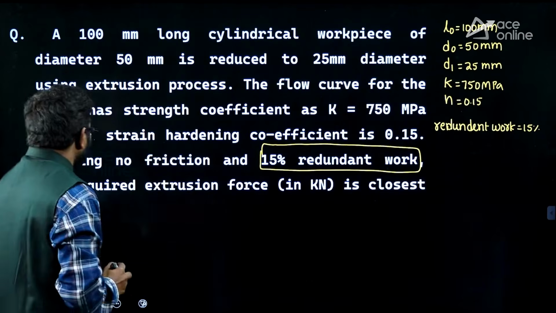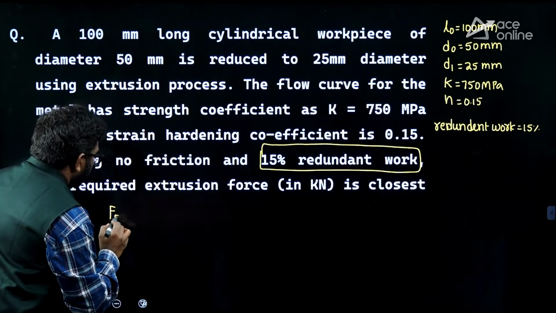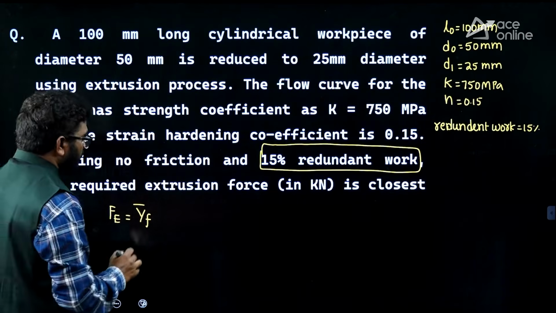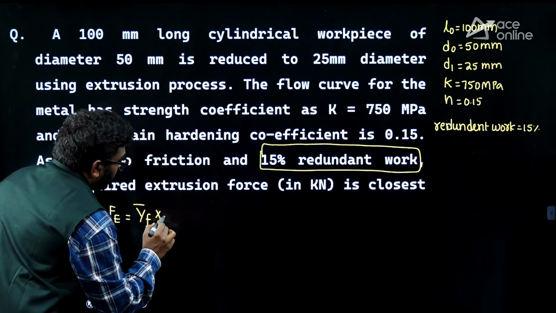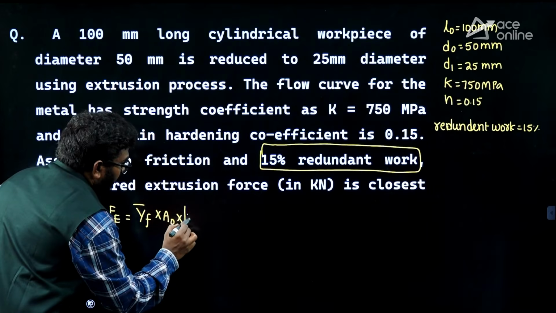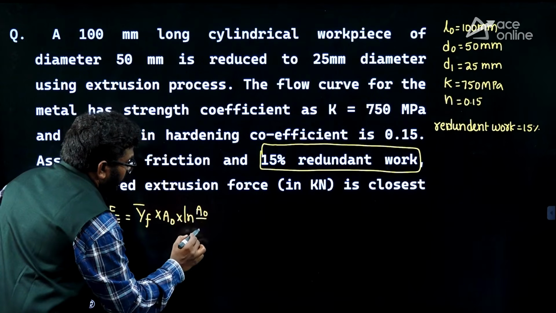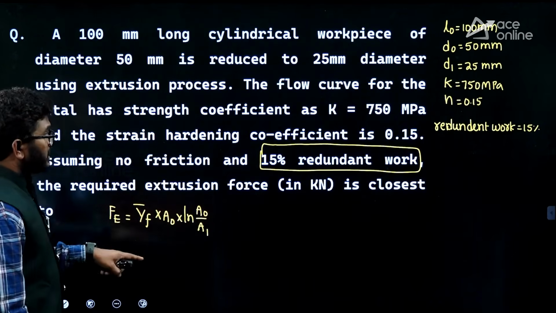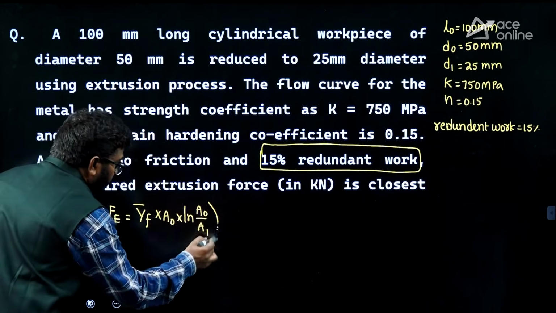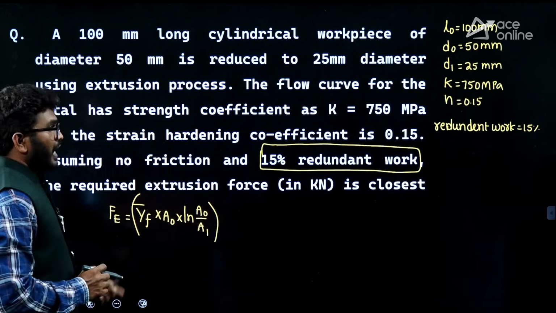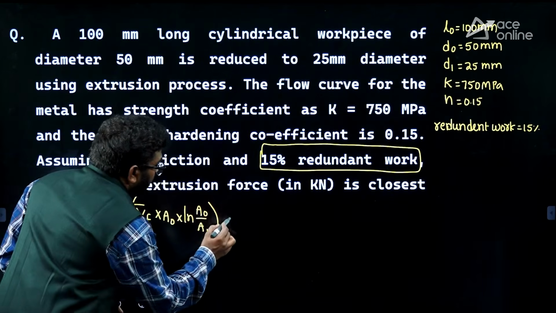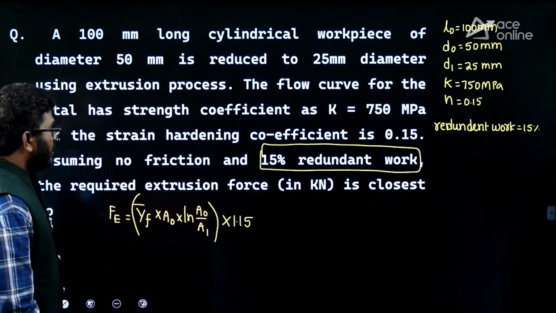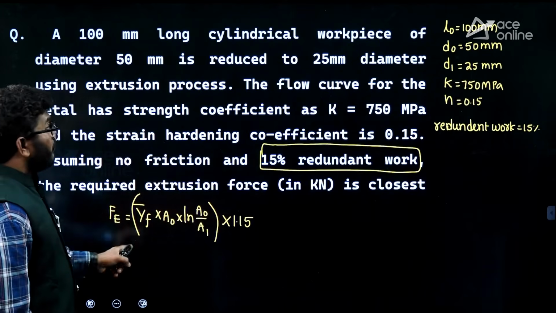Now listen, the extrusion force formula is what you know, Y bar f into A naught, initial area, ln A naught by A1. This is the ideal formula, and in the question 15% redundant work is given. So, ideal plus 15%, I am going to multiply by 1.15. Okay.